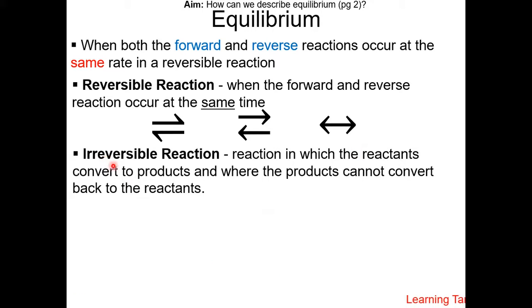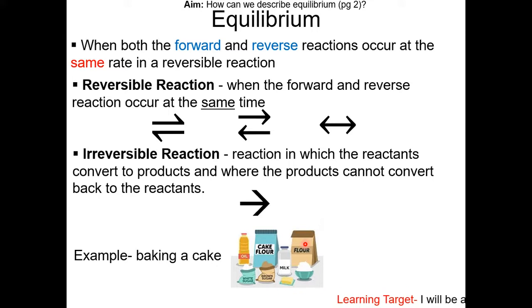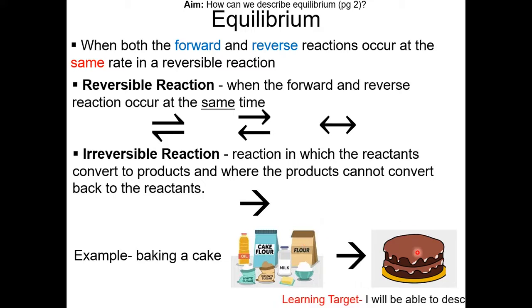The opposite is the irreversible reaction, a reaction in which the reactants convert to products and the products cannot convert back into reactants. In a chemical equation, the arrow is only pointing in one direction. An example of an irreversible reaction is baking a cake. When the ingredients are mixed together and undergo a chemical reaction to become a cake, the cake cannot go back to become the ingredients.